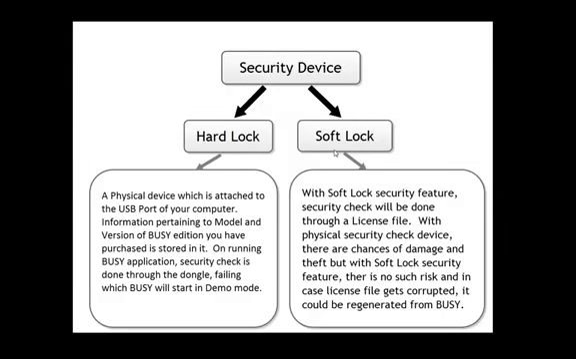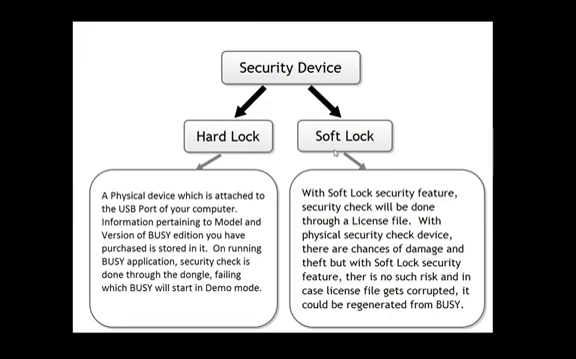Security devices in Busy are of two types, basically hard lock and soft lock. Hard lock is a physical device which is attached to the USB port of your computer and contains information pertaining to model, version of Busy, edition you have purchased. In soft lock security feature, security check is done through a license file. With physical security check device, there are chances of damage and theft, but with soft lock security feature, there is no such risk, and it contains complete information of version, model, edition of Busy you have purchased. We'll discuss both these features in detail also, but first of all, we'll discuss the various Busy models.